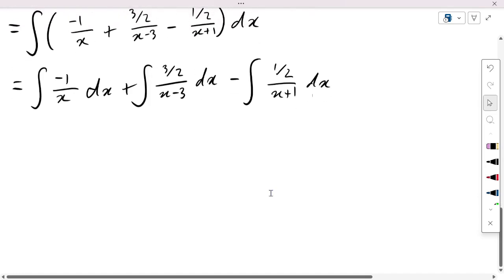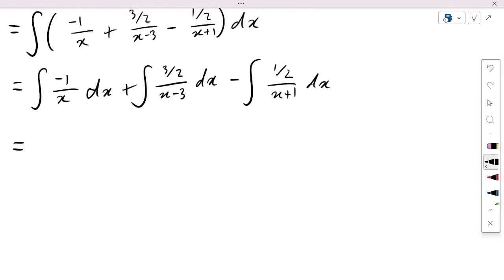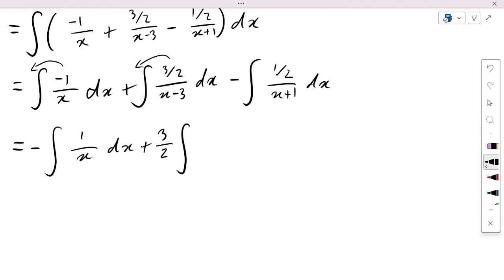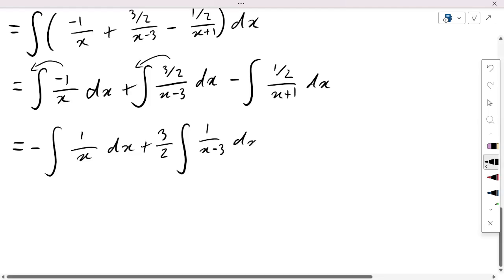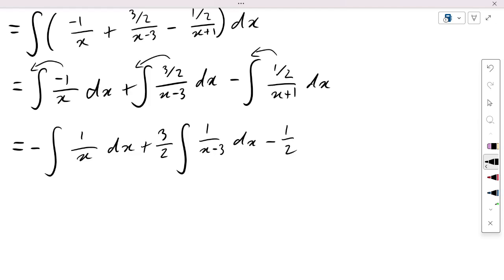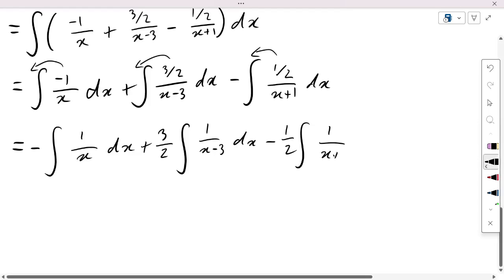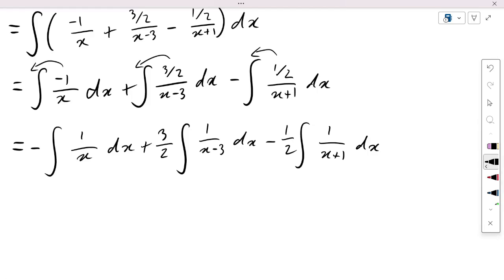And now let's just take out the constants. If we take out the constant over here, we have negative integral of 1 over x with respect to x. And then if we take this constant out, we're going to have positive 3 over 2 integral of 1 over x minus 3 with respect to x. And we're going to have minus, we take out this constant here, it's going to be a half, integral of 1 over x plus 1 with respect to x. And now we can integrate. That's perfect.